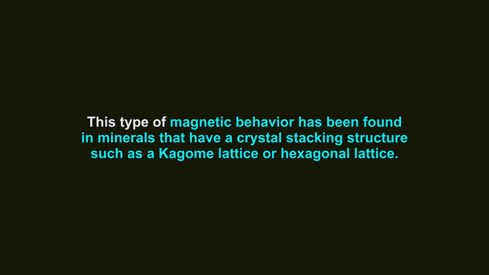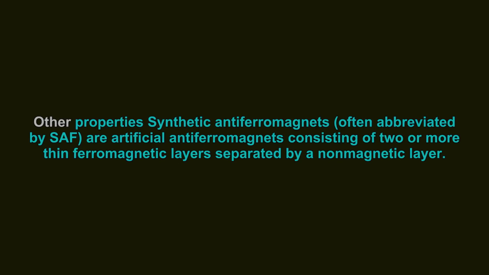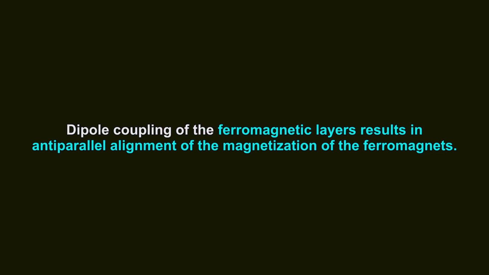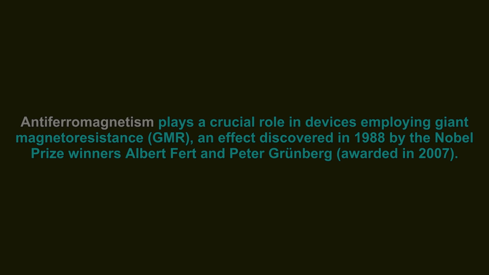This type of magnetic behavior has been found in minerals that have a crystal stacking structure, such as a kagome lattice or hexagonal lattice. Other properties: synthetic antiferromagnets, often abbreviated by SAF, are artificial antiferromagnets consisting of 2 or more thin ferromagnetic layers separated by a non-magnetic layer. Dipole coupling of the ferromagnetic layers results in antiparallel alignment of the magnetization of the ferromagnets.